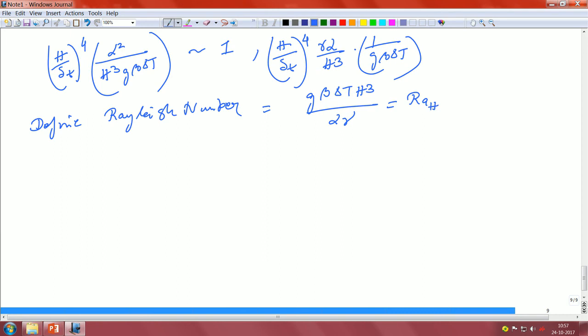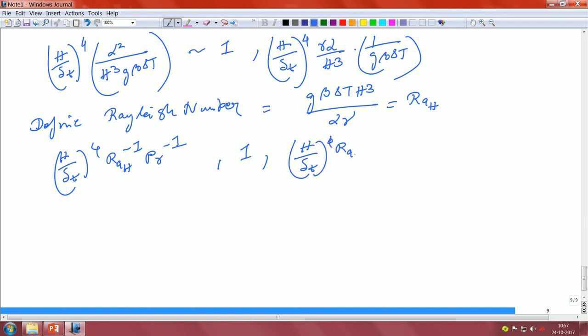So, Rayleigh number h. Now, it becomes h over delta t for Rayleigh number h to the power of minus 1, and the other one is a Prandtl number. Then you have 1, and then you have h over delta t raised to the power of 4 times Rayleigh number to the power of minus 1. These two expressions look almost very similar, except that there is a Prandtl number inverse. If Prandtl number is equal to 1, then of course all the expressions are of the same order. But if Prandtl number is very high or very low, in the two extremes that we are concerned with, we would have a very different take on the Rayleigh number.